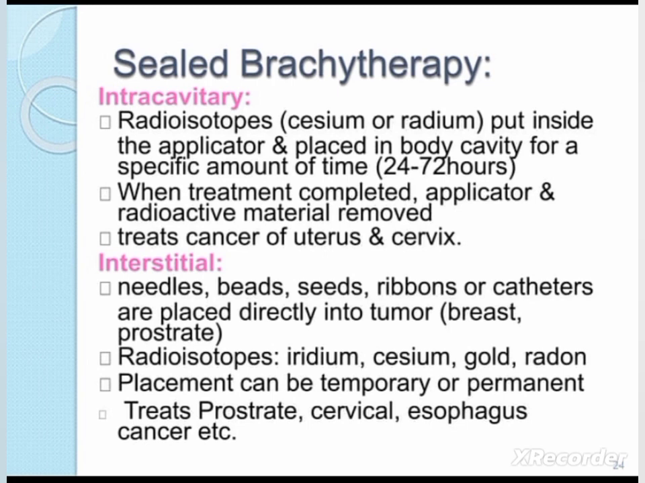In interstitial radiation therapy, we are using needles, beads, seeds, ribbons or catheters placed directly into the tumor. Especially for breast or prostate cancer, we are using interstitial type of brachytherapy. Here we are using radioisotopes such as iridium 192, cesium 137, gold 198. Here placement can be temporary or permanent, and usually it can be used for treatment of prostate, cervical or esophageal cancer.